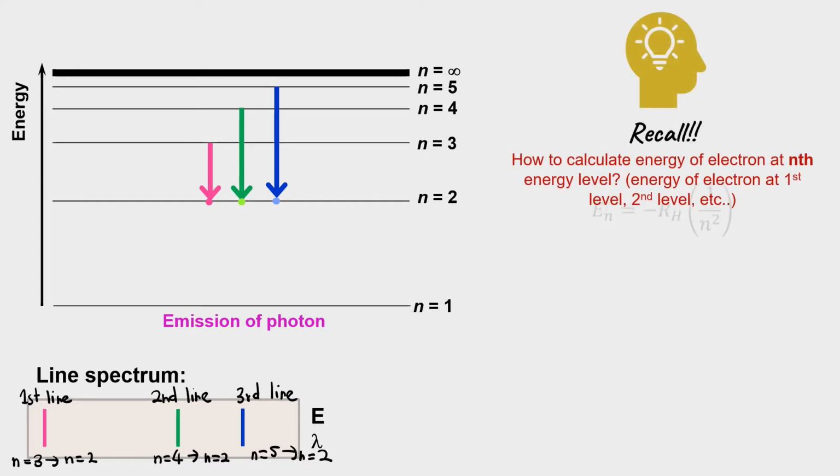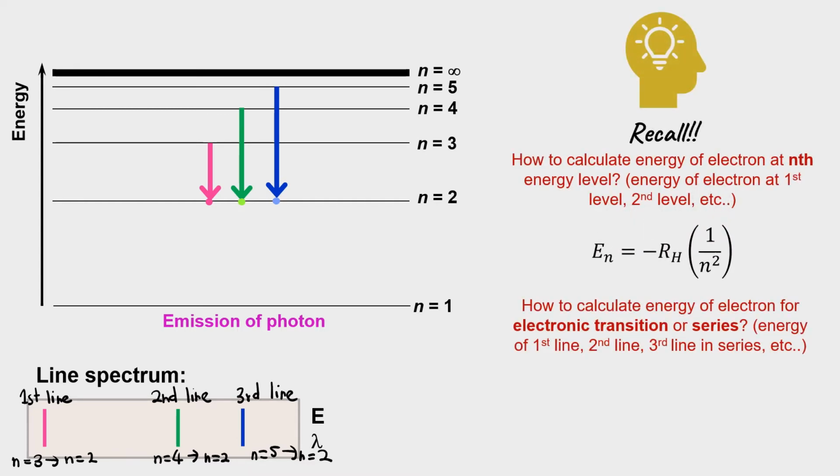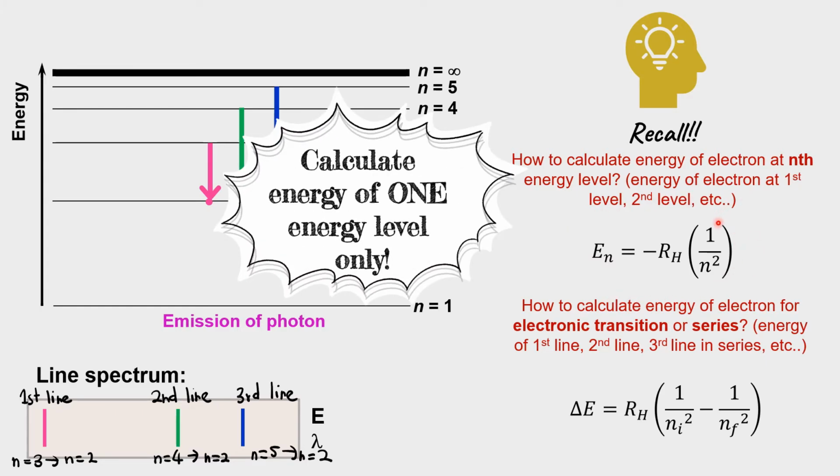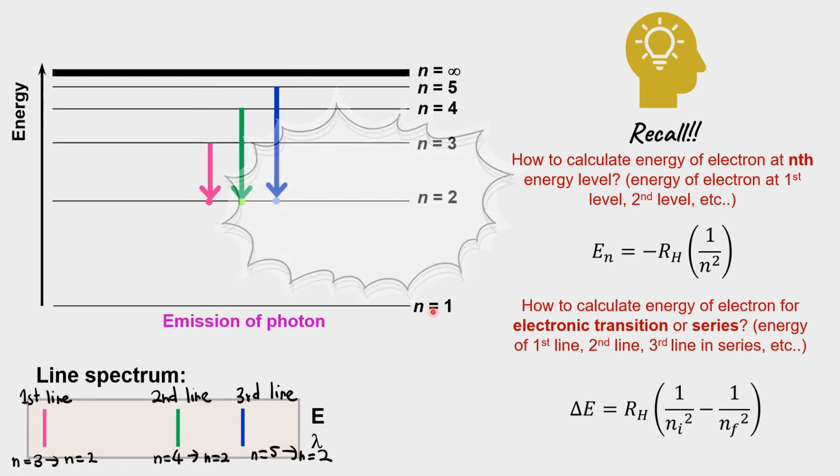Before we proceed with the calculation examples, let us recall the application of these two formulas. The first formula is used to calculate the energy of an electron at a specific energy level. What is a specific energy level? n=1 is a specific energy level, n=2, n=3, n=4, n=5. These are the specific energy levels. So to find the energy at a specific energy level, you have to use this formula.